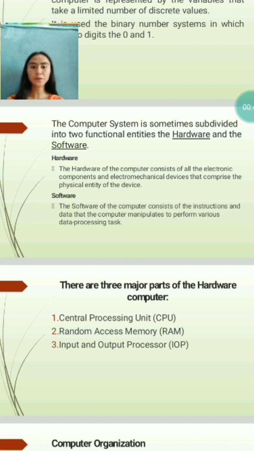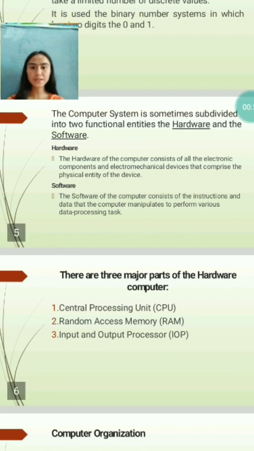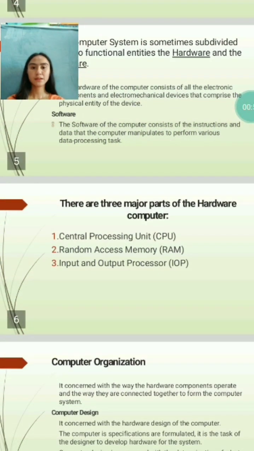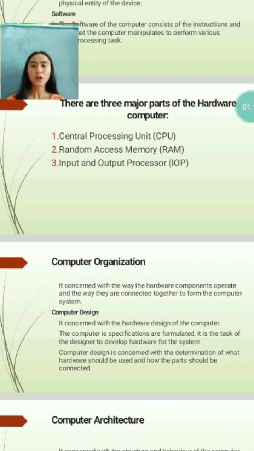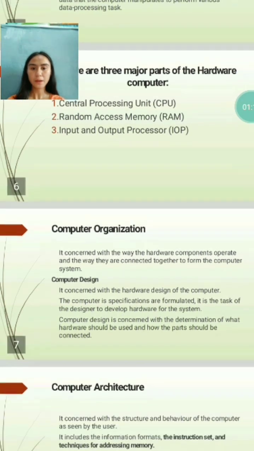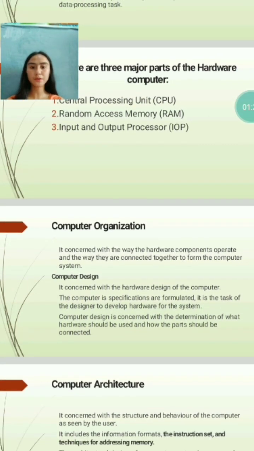The hardware of the computer consists of all the electronic components and mechanical devices that comprise the physical entity of the device. And second is the software. The software of the computer consists of the instructions and data that the computer manipulates to perform various data processing tasks. And there are three major parts of the computer hardware. First is the central processing unit. Second is random access memory. Third is the input and output processor.